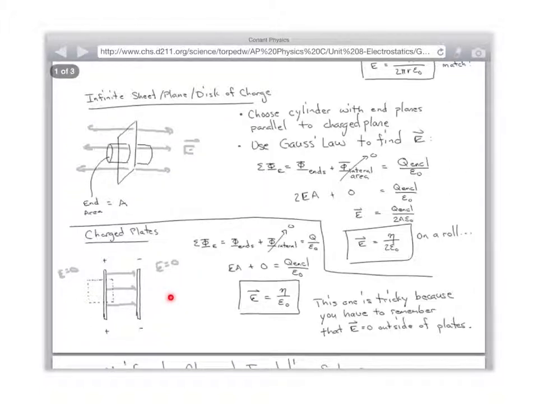Now, what if the positive plate had more charge on it than the negative? Then it would be more positive. Then the net field would be to the right. Does that make sense? All right. So just as long as the plates have the same charge density and they're infinite, the field on the outside is going to be 0.